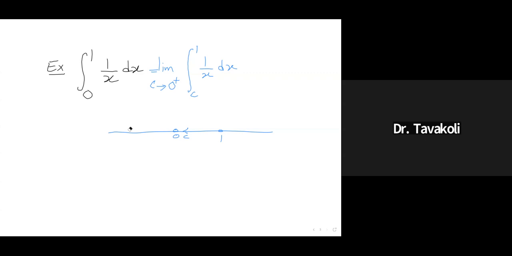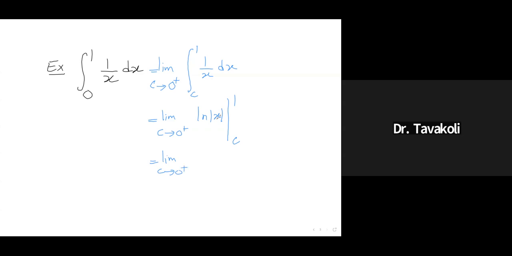Okay, now this is quite simple. The limit as c tends to 0 from the right side. The antiderivative of 1 over x is ln of the absolute value of x. And I should evaluate at these limits of the integral and do the subtraction. So at this point, I don't apply the limits.